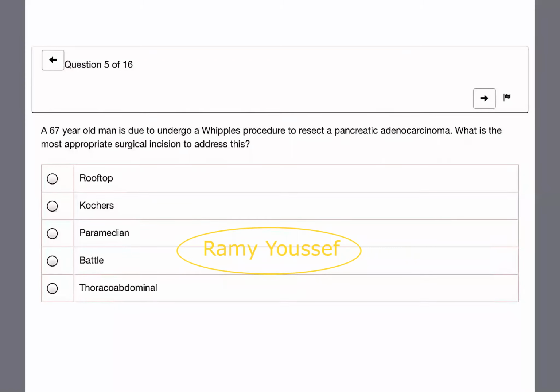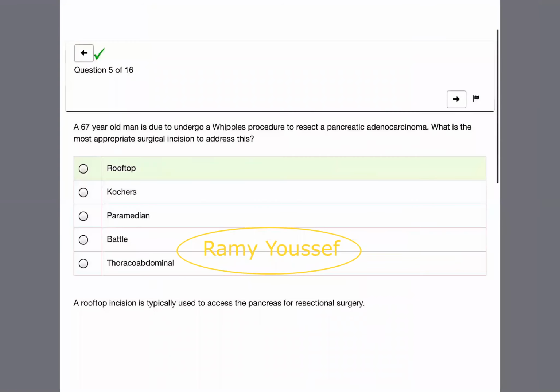A 67-year-old man is due to undergo a procedure to resect a pancreatic adenocarcinoma. What is the most appropriate surgical incision to address this? Median, lateral, thoracoabdominal, lower bilateral subcostal, Mercedes incision. Rooftop, maybe rooftop. Rooftop, exactly. Yes, perfect. Lower Mercedes incision, that's bilateral subcostal with extended upper.